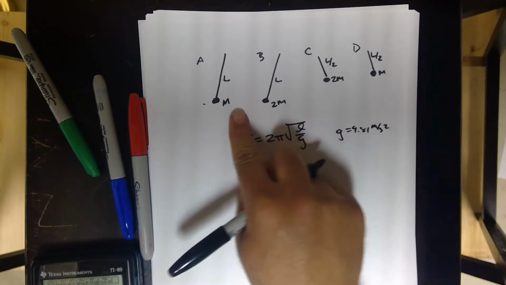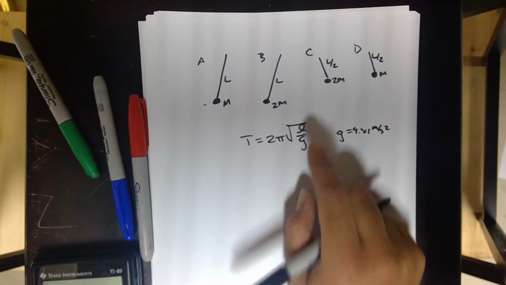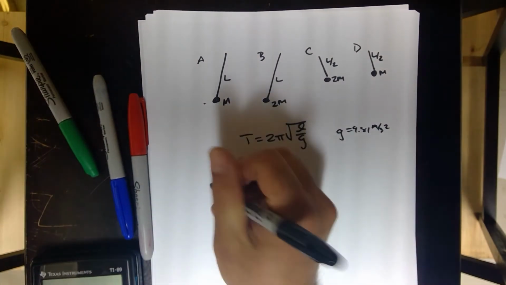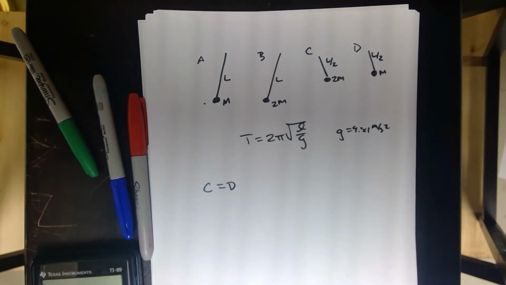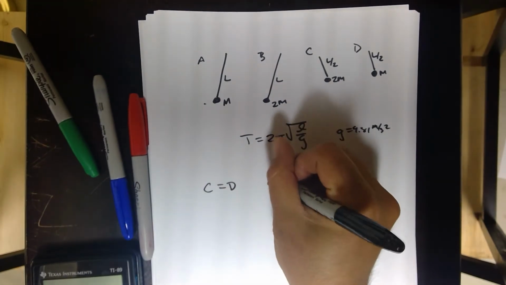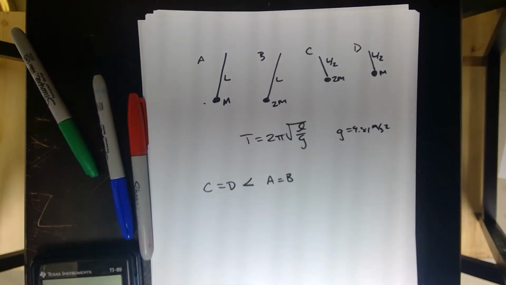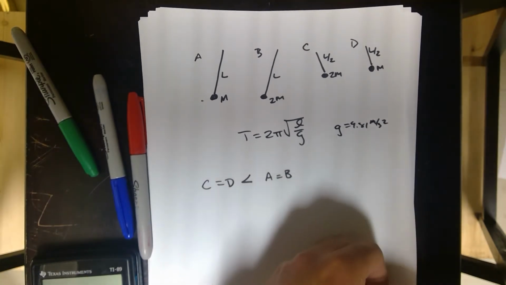And the other thing is the masses don't matter here. There's nothing in here that deals with the mass. This process is independent of mass. So essentially, C and D are my smallest ones, and they're going to be equal because they're the same length. A and B are also going to be equal because they have the same length, and C and D must be smaller than A and B. So that's how I rank those systems.